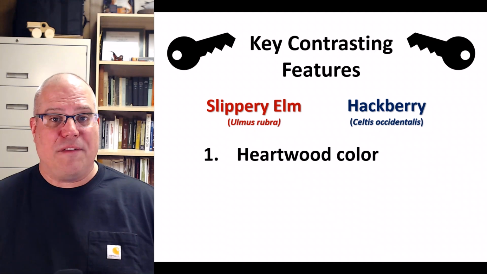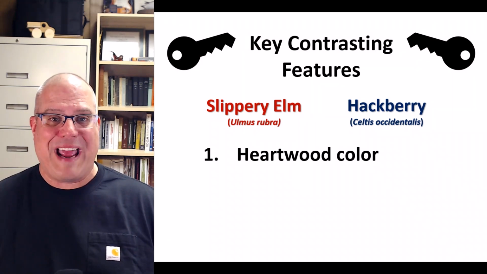As for contrasting features, there aren't many. Macroscopically, there's only one, heartwood color. There's another more reliable way that involves a microscope, but we won't cover that here. Keep these lists of most important common and contrasting features in your mind as we look at these and other features in detail. Now let's look at some images and compare slippery elm and hackberry.